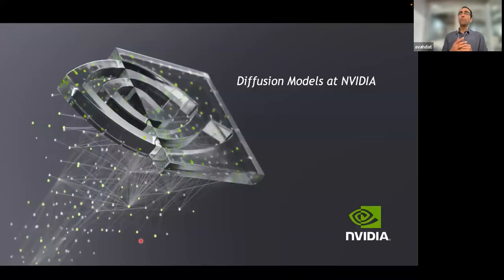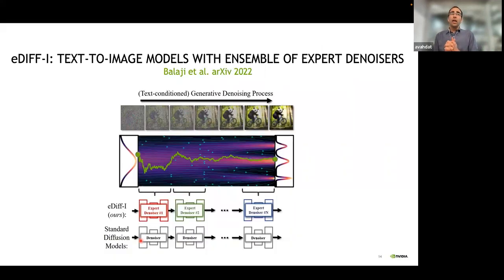So I'm going to present very few projects that we've done at NVIDIA using diffusion models, and later on I'm going to go into details of a few of them that are around sampling from diffusion models. Very recently, we introduced this framework called Edify. It's a text-to-image generative model that uses an ensemble of expert denoisers.